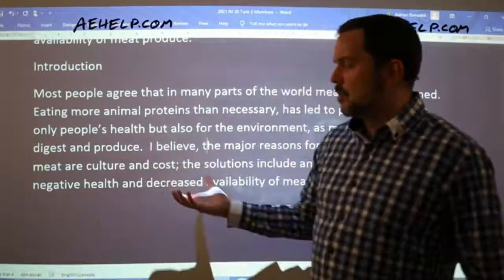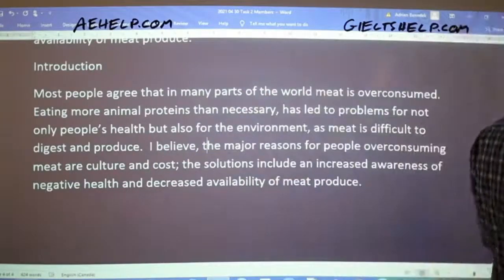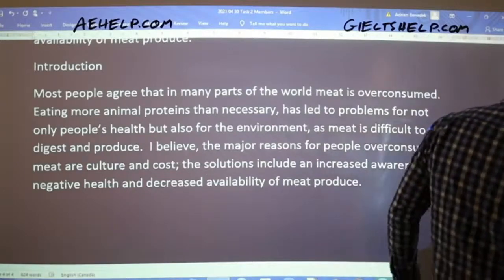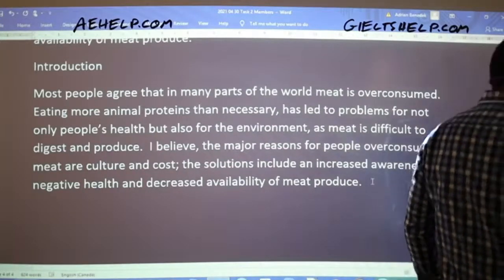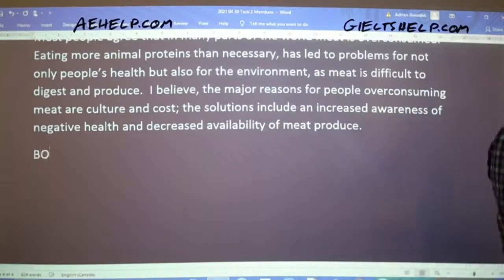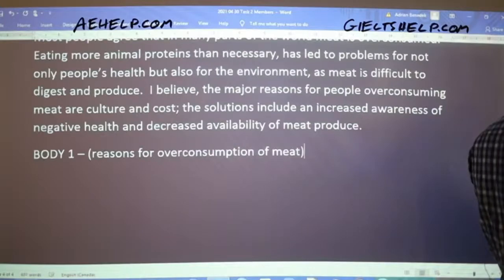We're going to have a 4-paragraph essay, so 2 body paragraphs. And the first one will be the reason people overconsume meat. So body 1 will be about reasons for consuming too much meat, according to my thesis point 1.